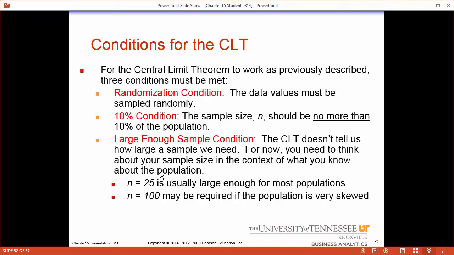The large enough condition says that the more non-normal a distribution is, and non-normal means it's not mound-shaped, not the pretty mound shape, the larger the sample size needs to be. 25 works for most everything. 100 literally works for pretty much everything. 100 is large enough for everything. 25 is okay, it looks a little bit weird.